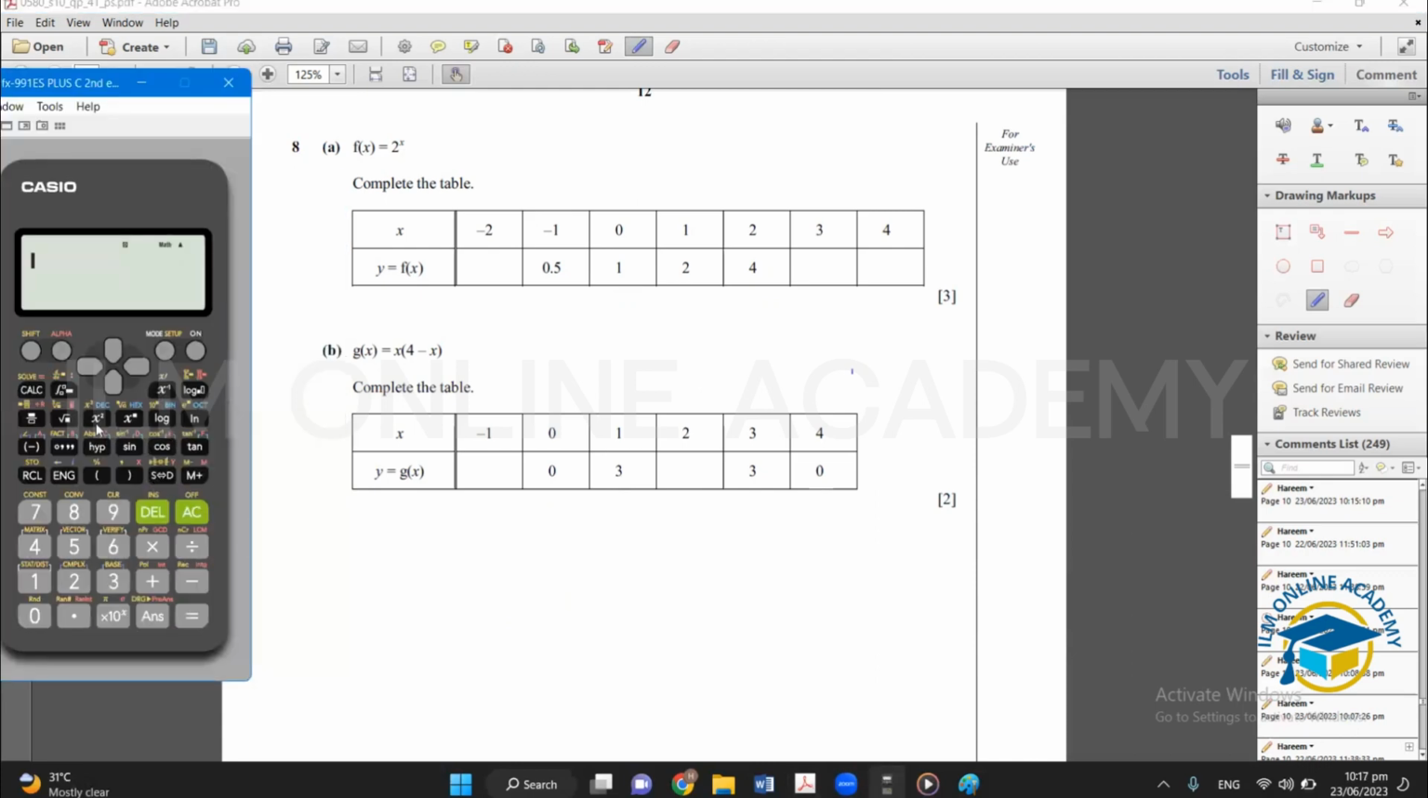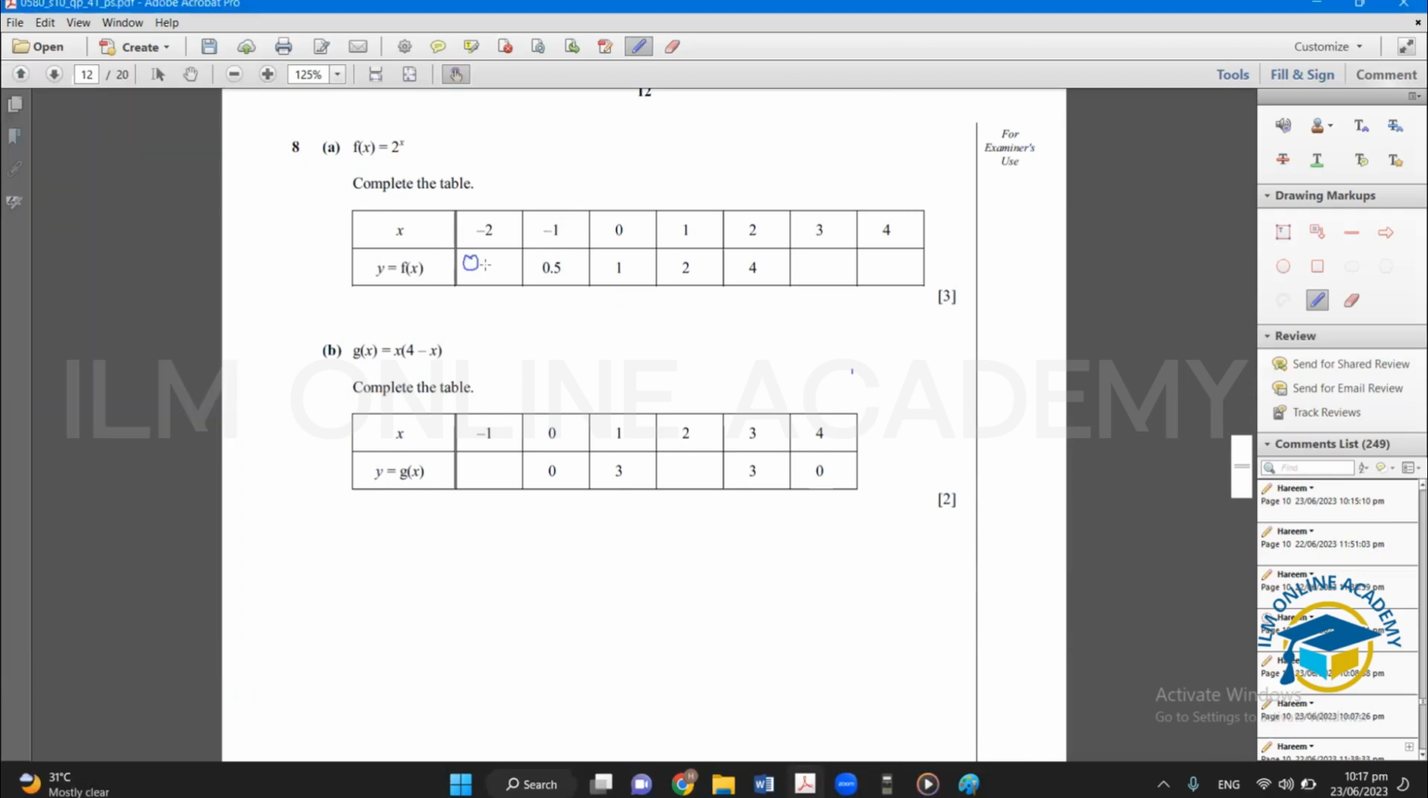write 2 to the power x. Okay. So 2 power minus 2, and your answer will be here, which is 0.25. See, 2 power 3 is 8 and 2 power 4 is 16. We already know this, right?